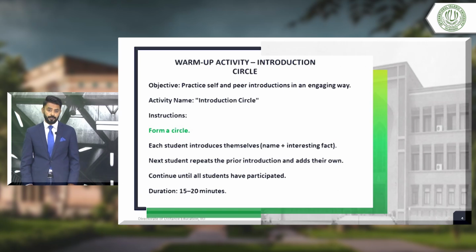Before we move forward, we will first of all have an activity which is called a warm-up activity for you. I will explain this activity, and I am requesting you that when I explain it to you, please take a pause for 15 to 20 minutes and do that activity, and then move forward to the remaining lecture. So what is this activity? This activity would be called the introduction circle.